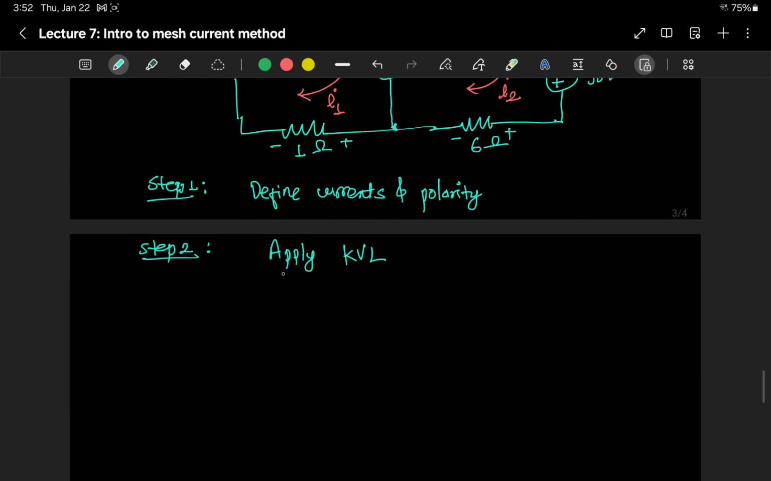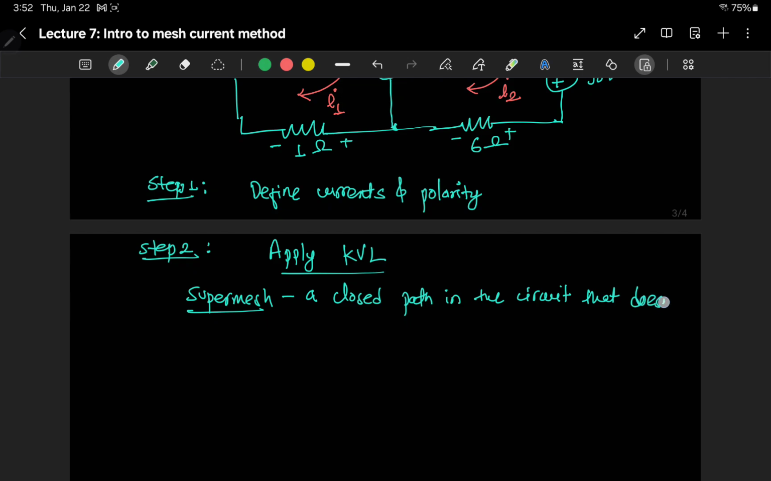So super mesh is basically a closed path in circuit that does not include the current source. Let's write it down. Super mesh. So super mesh is a closed path in the circuit that does not include the current source.